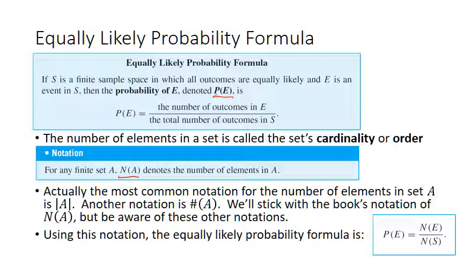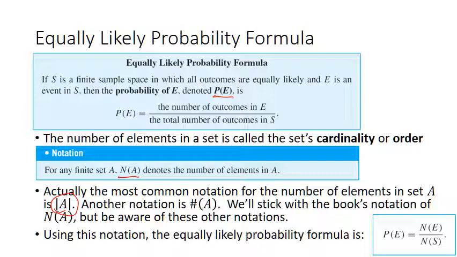But I do want you to know that this is actually not the most common notation for cardinality. The more common notation that you'll see out there in the world is this one. So the double lines on either side of the set name. So that notation, it looks just like absolute value, and it looks like that for a reason.